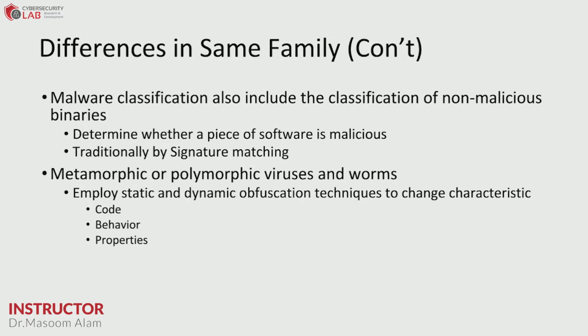Now, malware classification also includes the classification of non-malicious binaries. So, we determine whether a piece of software is malicious, traditionally by signature matching. However, we can have metamorphic or polymorphic viruses and worms, which employ static and dynamic obfuscation techniques to change the characteristics of the code, the behavior, and the properties. That is where data science can help us understand the behavior and also tell us whether a malware belongs to the same family or not.